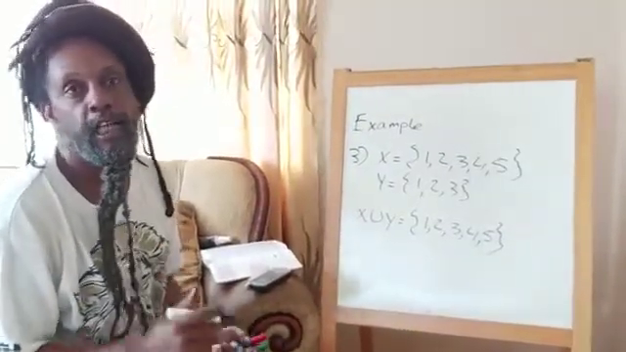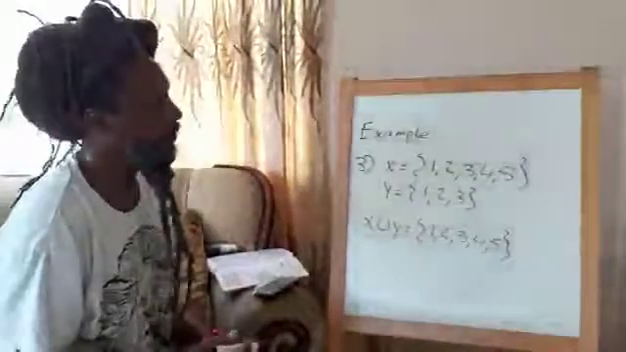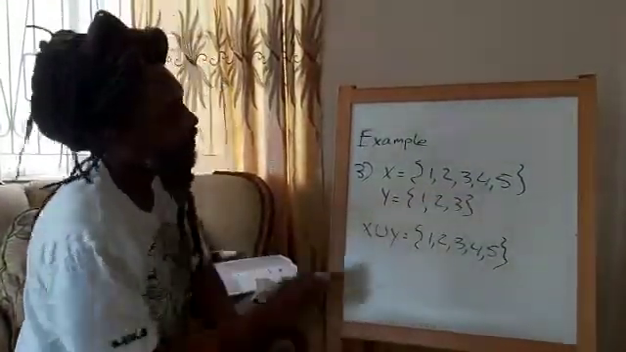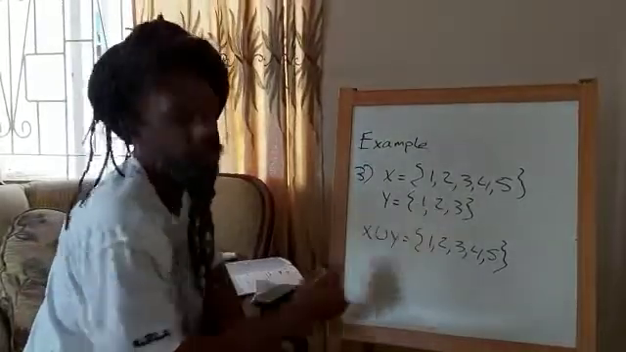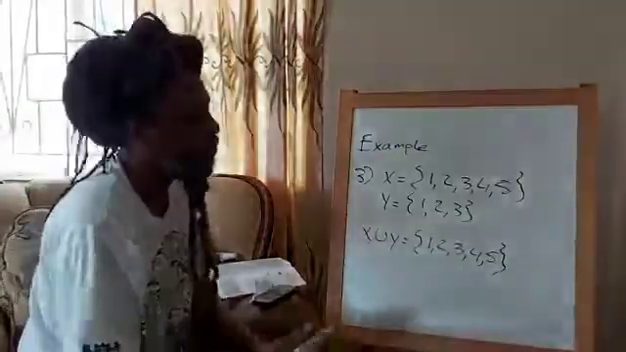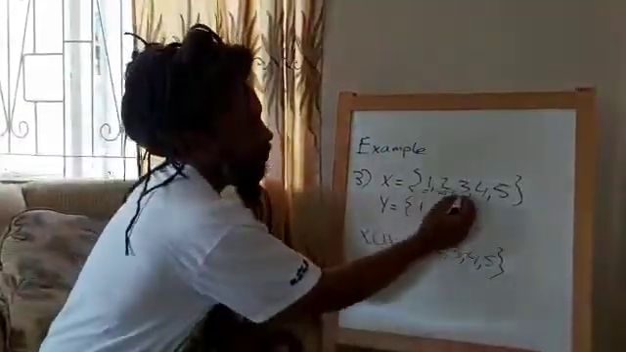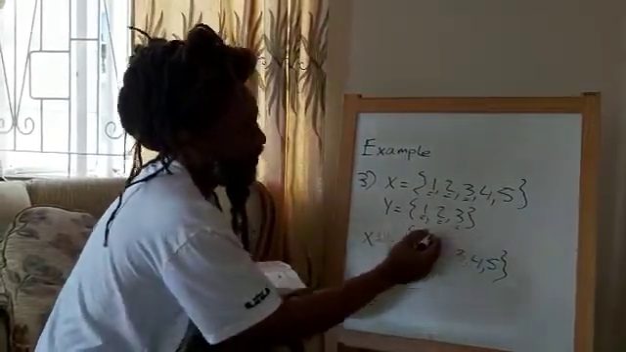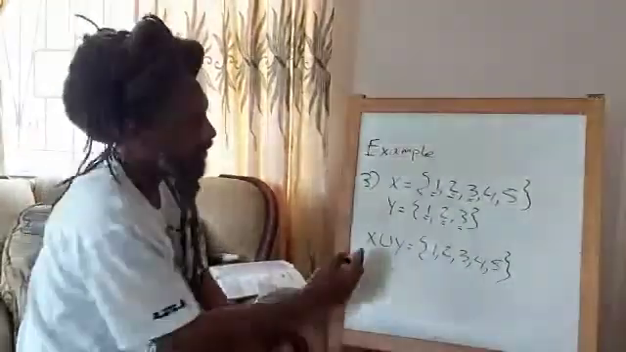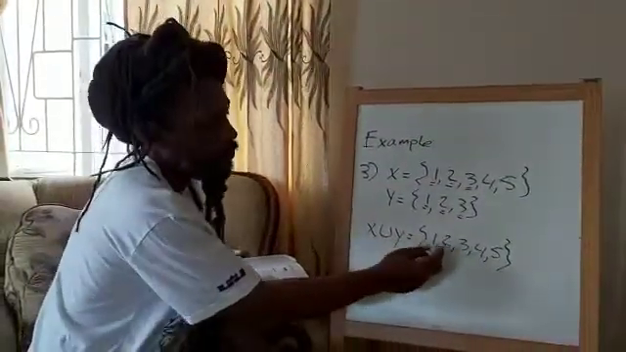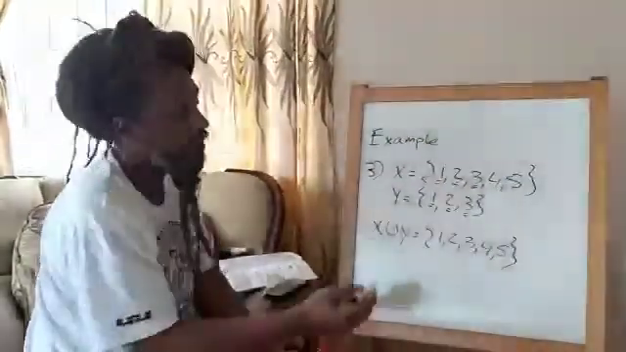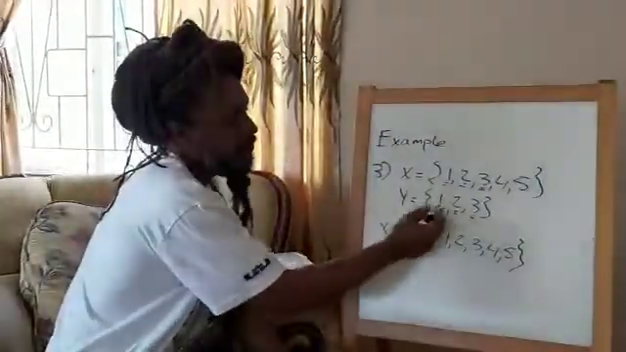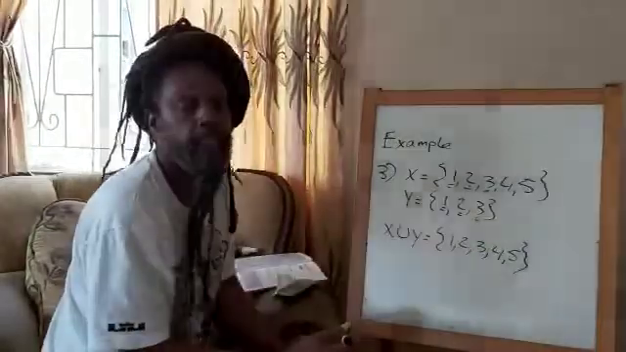Alright, so this is your last example. Example number 3. Set X is equal to {1, 2, 3, 4, 5}. Set Y is equal to {1, 2, 3}. Notice, as I said before, 1, 2, 3 appear in set X, and 1, 2, 3 appear in set Y. So X union Y would be equal to {1, 2, 3, 4, 5}, which in fact is set X, because all the members of set Y are represented in set X.